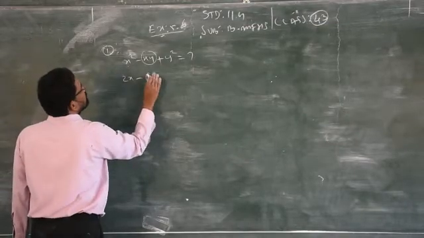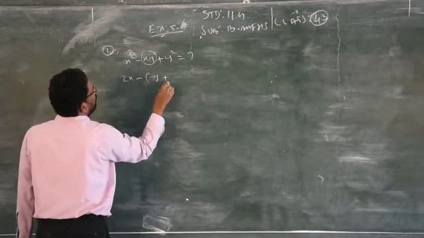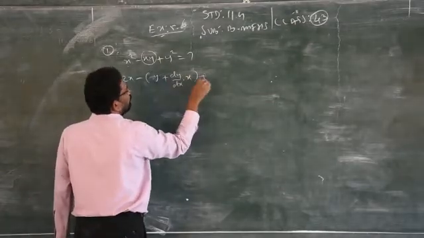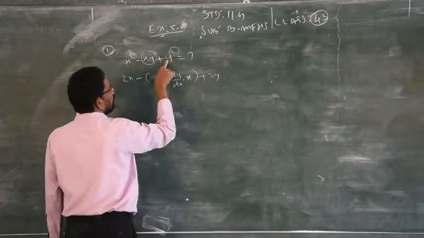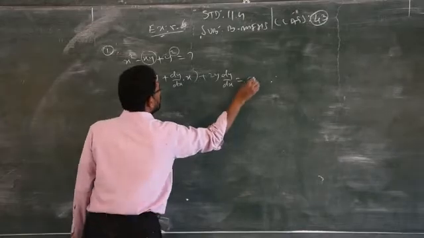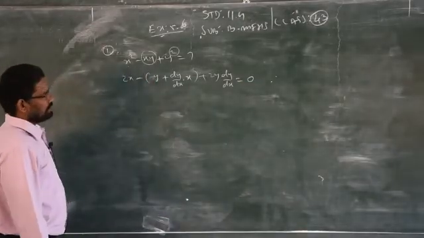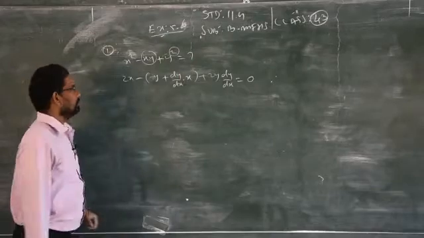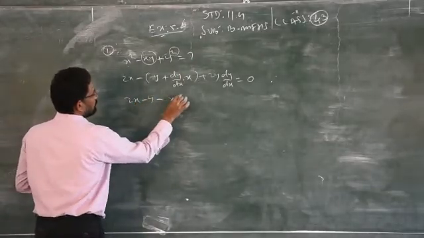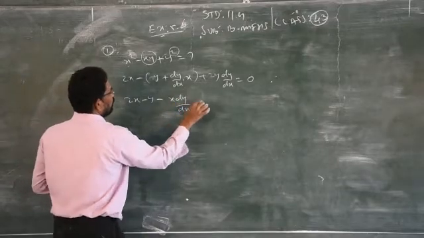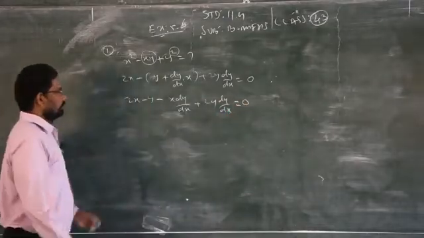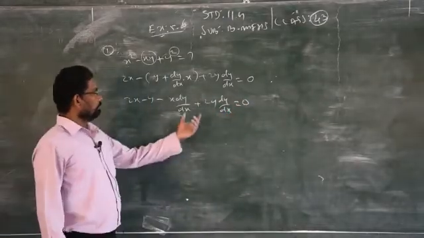For x y, first you differentiate x: y plus dy by dx into x, close the bracket. Then 2y to the first power, then y dy by dx. There is no x or y variable in 7, which means it is a constant. The differentiation of a constant is 0. So now as usual, 2x minus y minus x dy by dx plus 2y dy by dx is equal to 0.